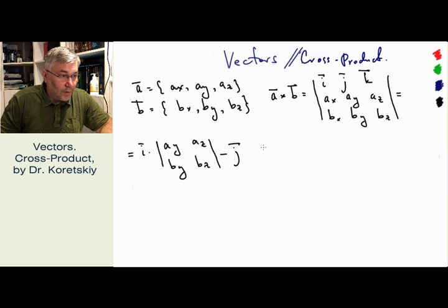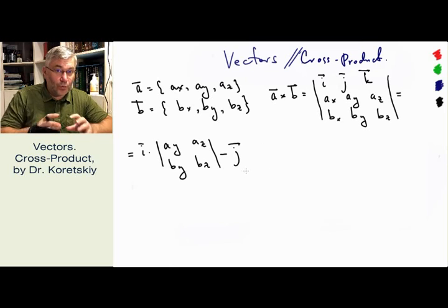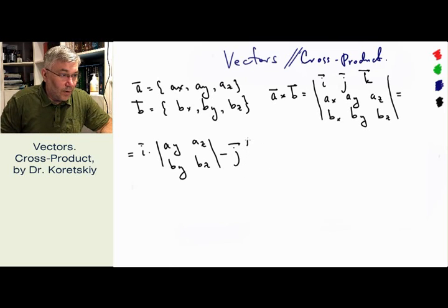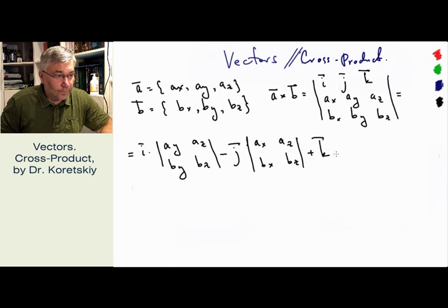minus j. I remind you that we have to switch the sign of the terms here. Minor 1, 2: I have here the part of the submatrix ax, az, bx, bz, and plus k times ax, ay, bx, by.